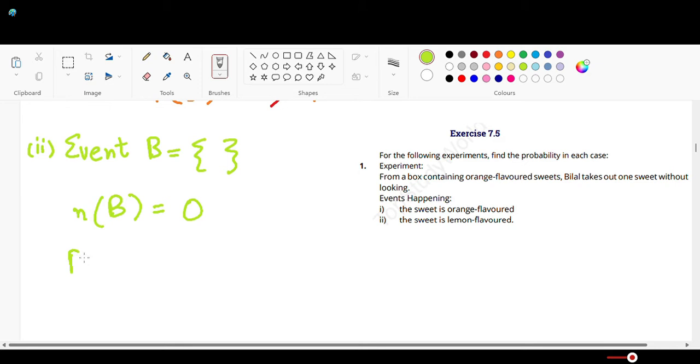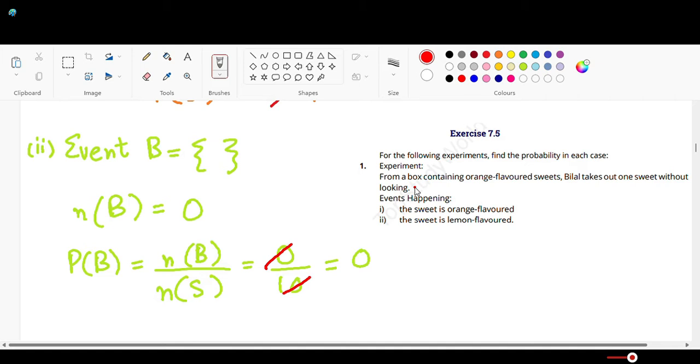So the probability of event B taking place is equal to the number of elements in event B over the number of elements in the sample space, which is 0 over 10, which is 0, because whenever 0 is divided by something, you get 0. That means it's impossible for us to get a lemon flavored candy because there are none. It's a box of orange flavored sweets, so it makes sense. Anyway, that's pretty much the first question.